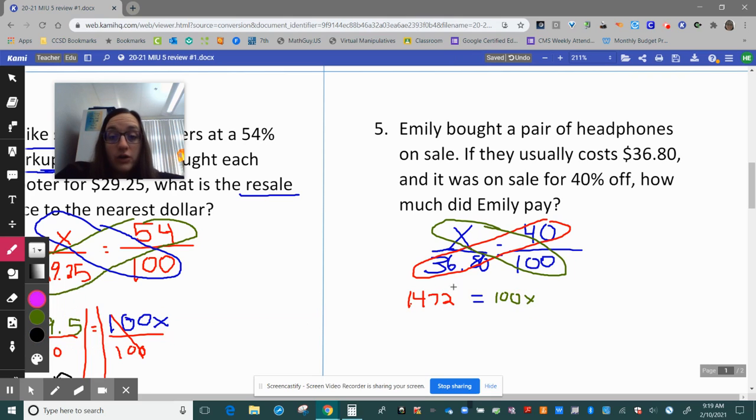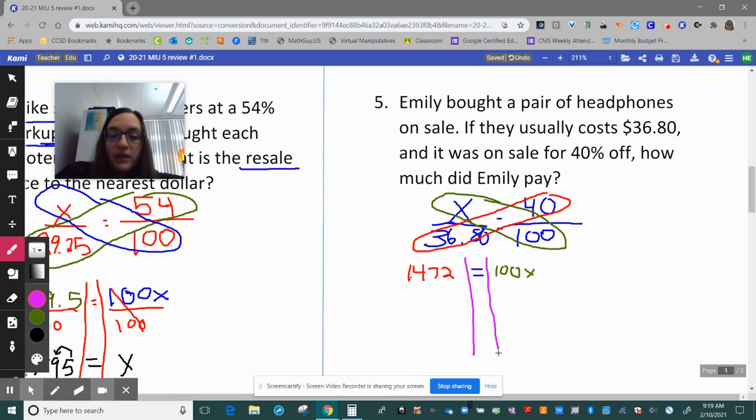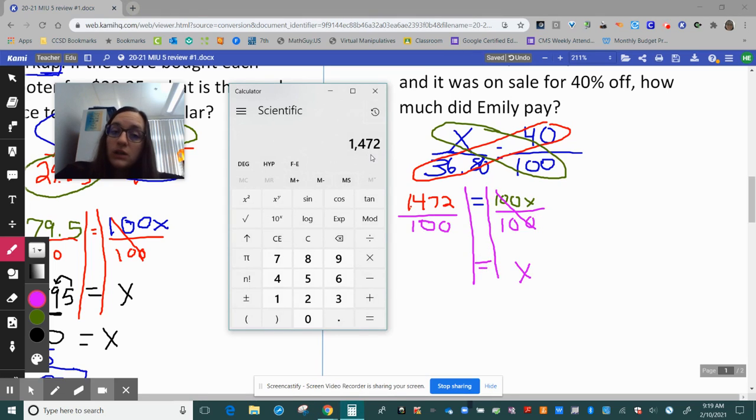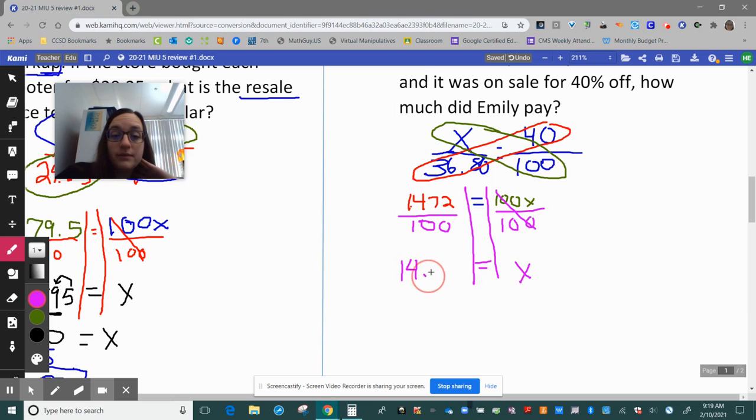We can then draw our train tracks and divide both sides by 100 because 100 is multiplied by our variable, so we'd use our inverse operation. That way 100 divided by 100 leaves us with x and 1,472 divided by 100 gives us $14.72. Now, that is not our answer. That's how much we save, or the amount saved.